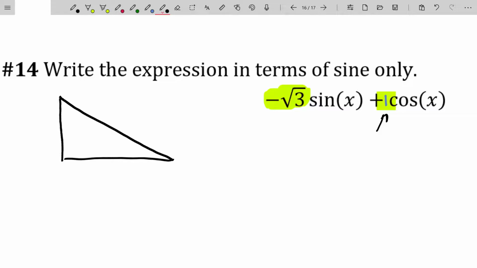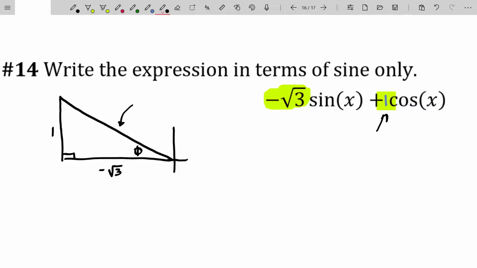So it might be better for you to think of it as a triangle in quadrant 2 where I have some angle phi, but the horizontal side is negative root 3, and the vertical side is 1. This allows me to find that hypotenuse very easily, and then I could talk about what all of the trig functions are if I need to.